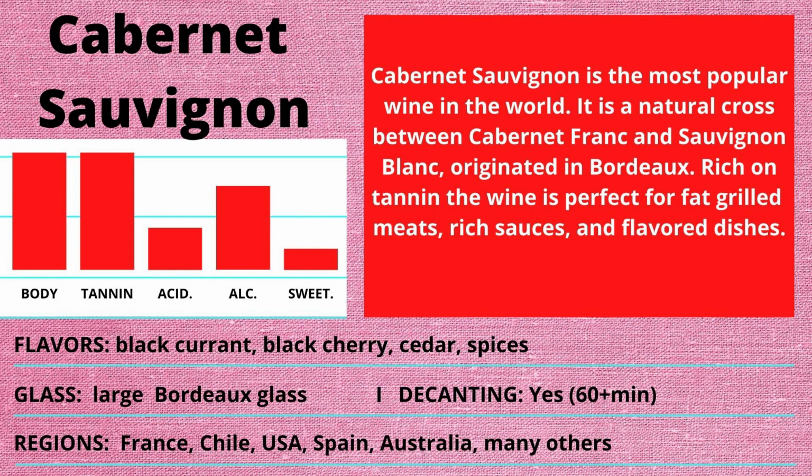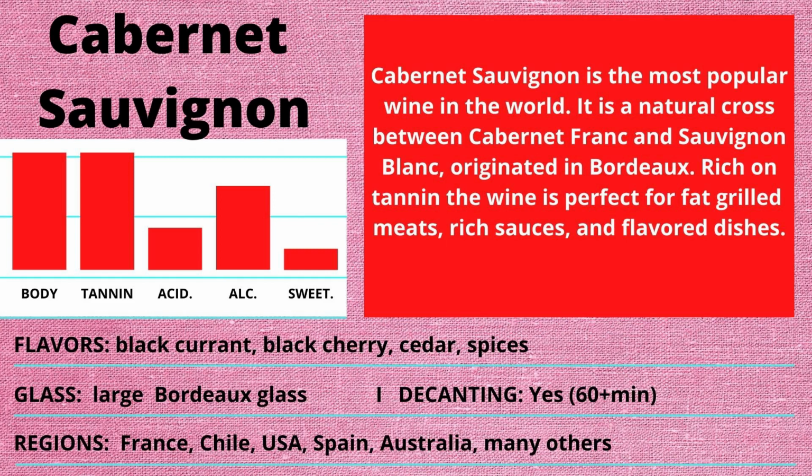Now, on the right side, you see some information about the wine, and it's the most popular wine in the world. It's a cross between Cabernet Franc and Sauvignon Blanc. It's a French grape, and it's the most important grape in Bordeaux. And of course, you have the best food to pair with this wine. Because it's full body, because there's a lot of tannin inside, you can pair it perfectly with fat steaks, rich creamy sauces, mushroom sauces, and a lot of flavored dishes.